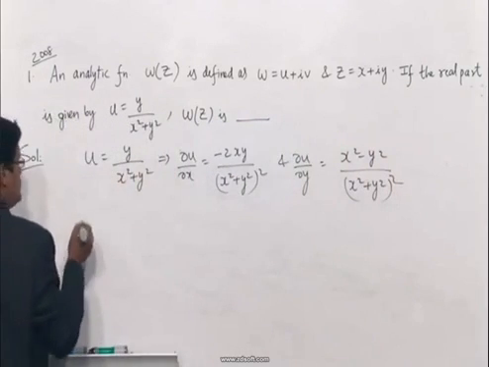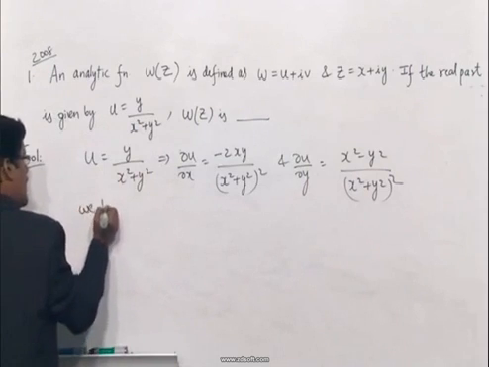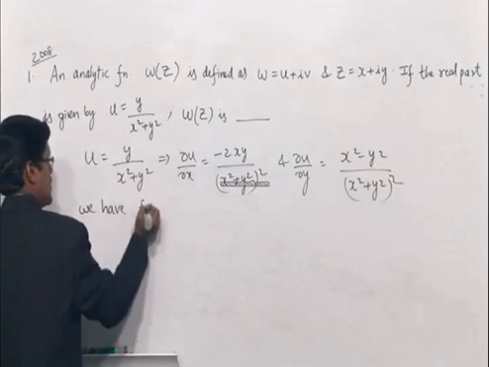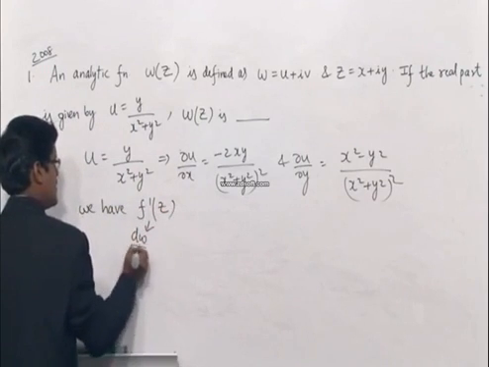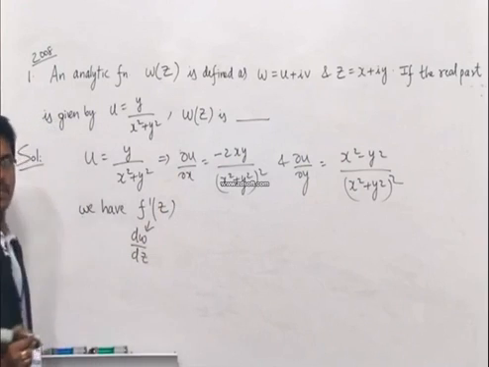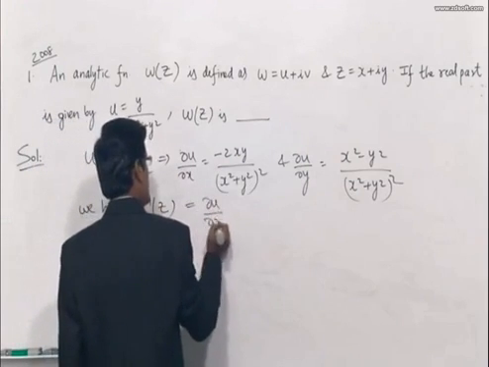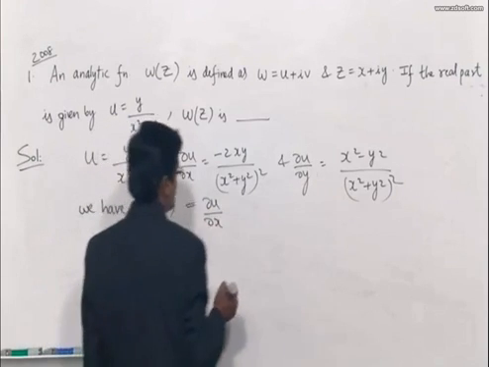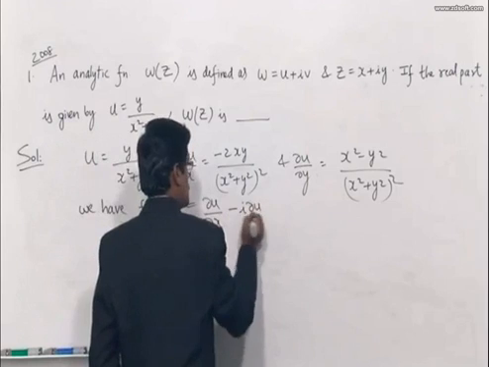Next, we have f dash z. This is also denoted by dw by dz, is equal to, because u is given, both terms in terms of u, in the f dash z formula I gave for representation, dou u by dou x minus i dou u by dou y.